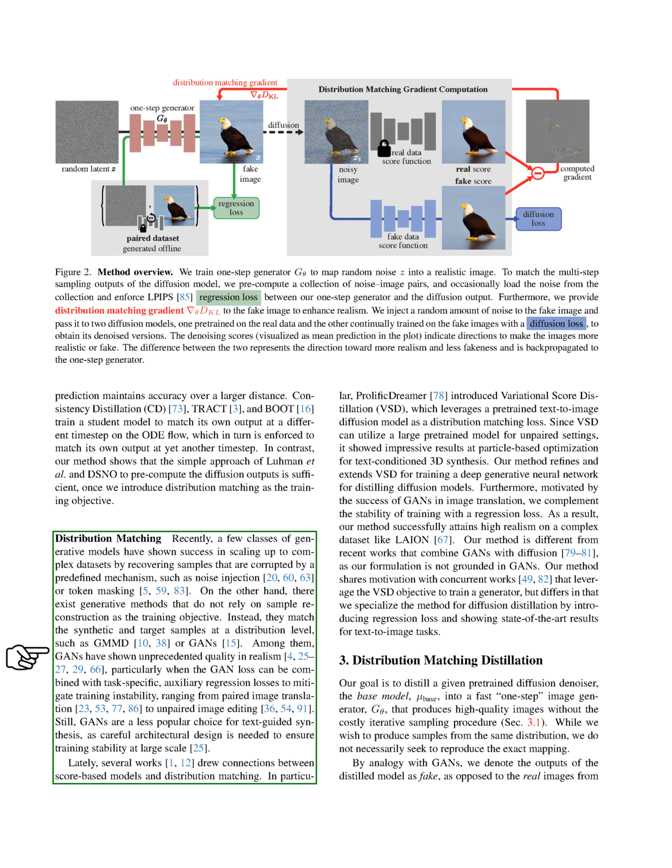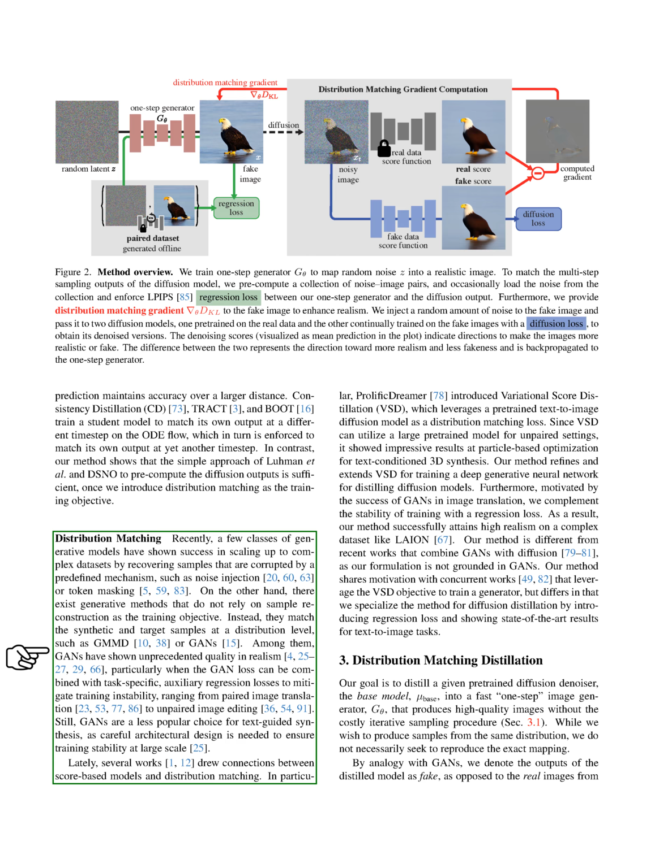Section. Distribution matching. In recent times, certain types of generative models have been successful in handling complex datasets by restoring samples that have been distorted by a specific mechanism, such as noise injection or token masking. However, there are also generative methods that don't focus on sample reconstruction as their training goal. Instead, they aim to match the synthetic and target samples at a distribution level, like GMMD or GANs.